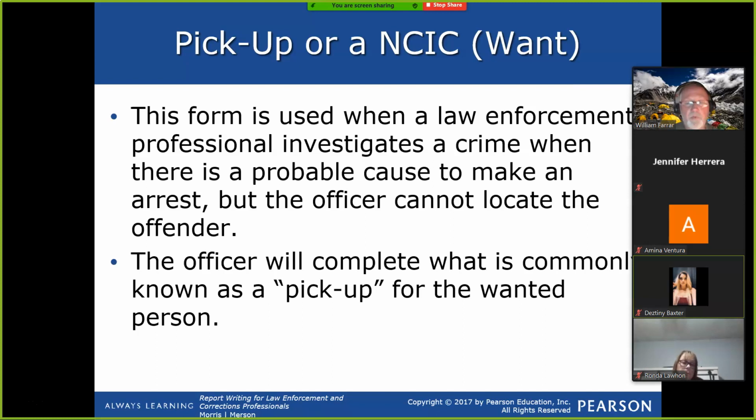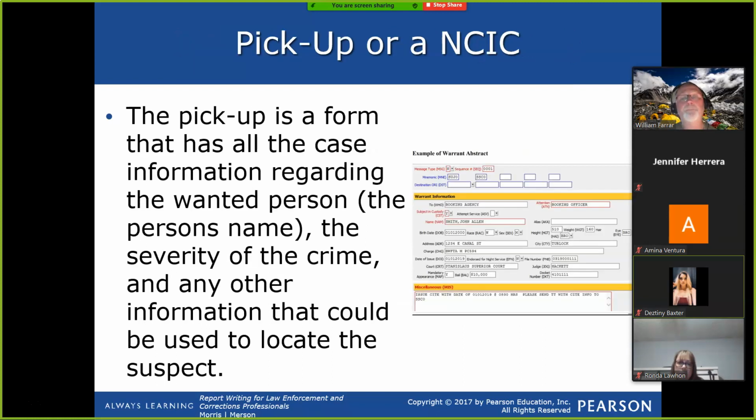And I'll show you a couple examples for that wanted person, because a lot of times you don't have your suspect. You may have an identification, but you don't have them there. So how is it that you find them? And once someone else finds them, how do you make that exchange, etc.?